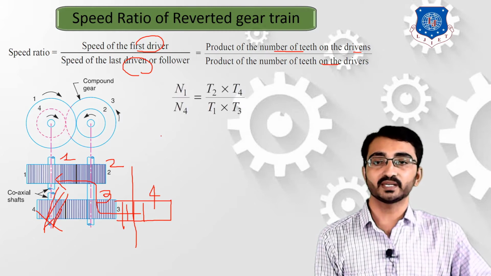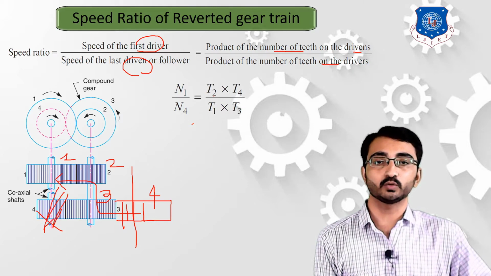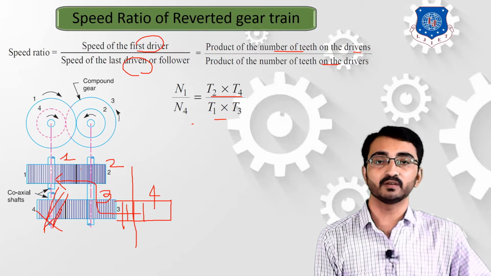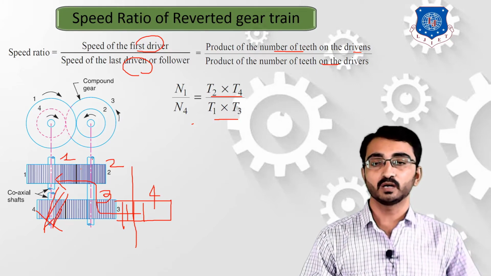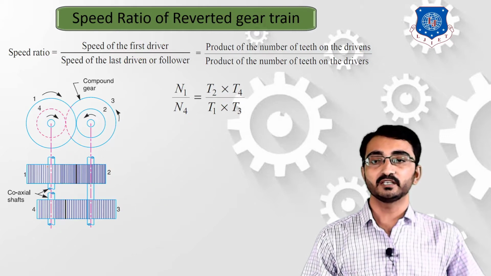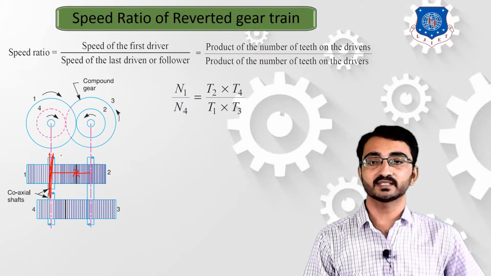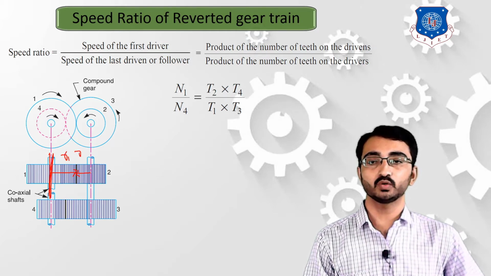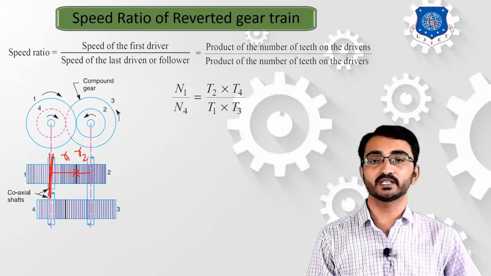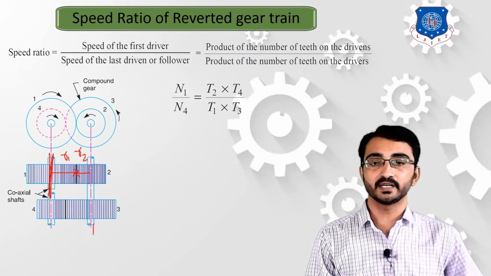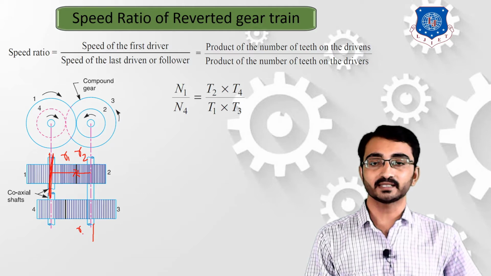So over here we can say that N1 by N4 is equal to T2 into T4 divided by T1 into T3. Now the second fundamental regarding reverted gear train is, let's consider the radius of gear 1 and gear 2. If we consider R1 and R2, that is the radius of gear 1 and gear 2, and similarly the radius of gear 3 is R3 and the radius of gear 4 is R4.